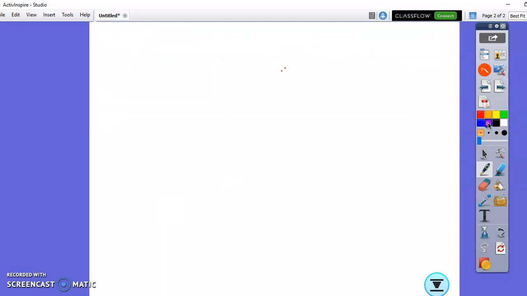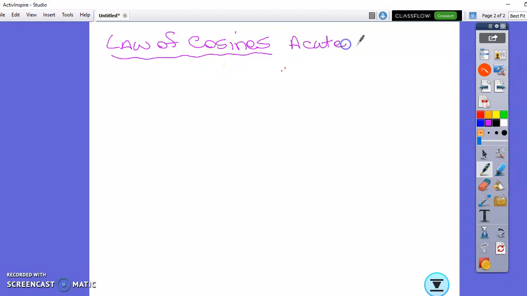And we'll pick a nice new color, and we'll call this law of cosines. And this is when we use the cosine key. But meanwhile, when do we use this kind of intervention? Again, only with acute or obtuse triangles.